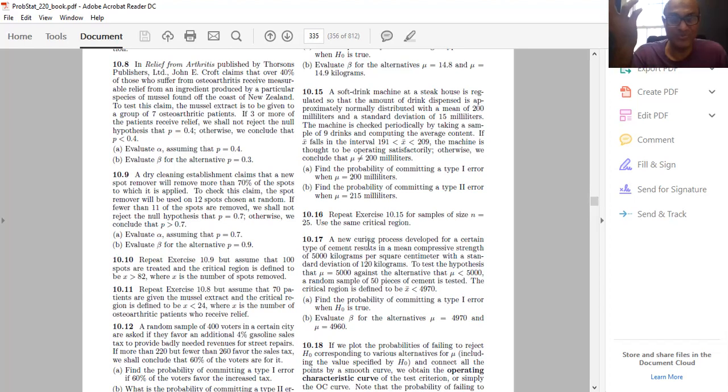If fewer than 11 of the spots are removed, we shall not reject the null hypothesis that p equal to 0.7. Okay, everything is given to you. Probability is also given to you. Otherwise, we conclude that p greater than 0.7. Okay, evaluate alpha assuming that p equal to 0.7. Evaluate beta for the alternative p equal to 0.9.